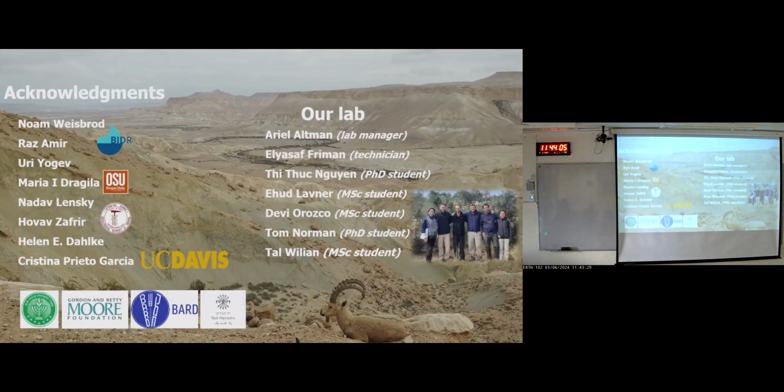A lot of different, of course, collaborators, mainly from our institute, Oregon State University, and from the Institute Geological, the Israeli Geological.